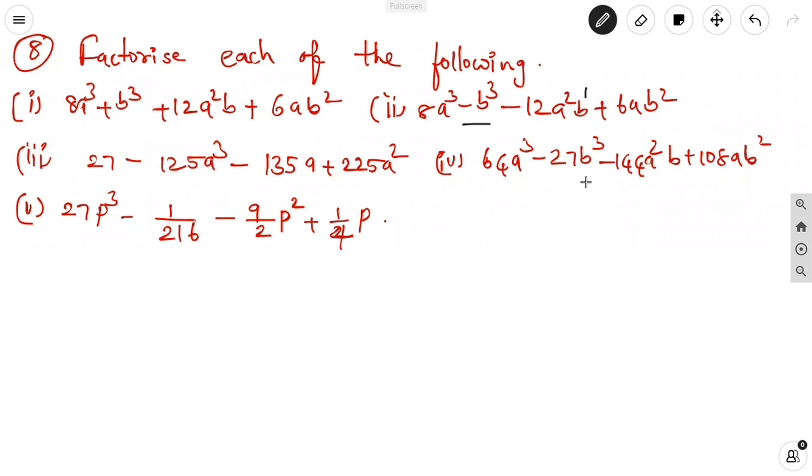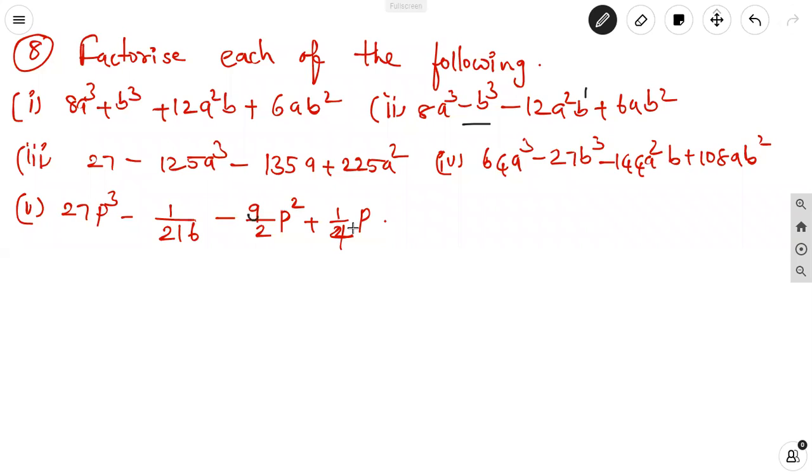Just concentrate on what the terms are in relation to x and y. Third one: 27 minus 125a cube minus 135a plus 225a square. Fourth one: 64a cube minus 27b cube minus 144a square b plus 108ab square. Fifth one: 27p cube minus 1 by 216 minus 9 by 2 p square plus 1 by 4 p.